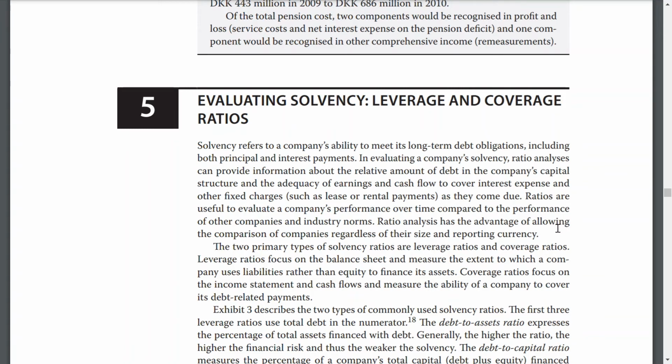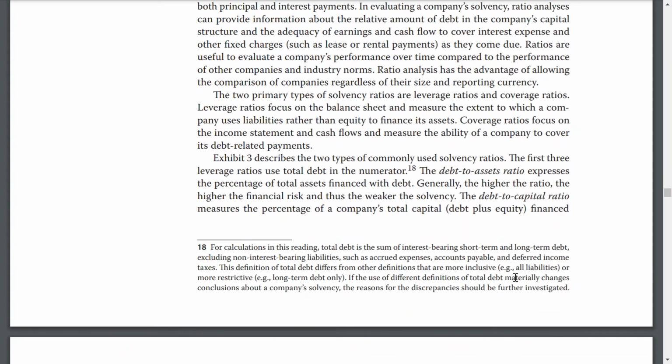Leverage ratios focus on the balance sheet and measure the extent to which the company uses liabilities rather than equity to finance its assets. Coverage ratios focus on the income statement and cash flows and measure the ability of a company to cover its debt-related payments. Exhibit 3 provides the 2 types of commonly used solvency ratios.